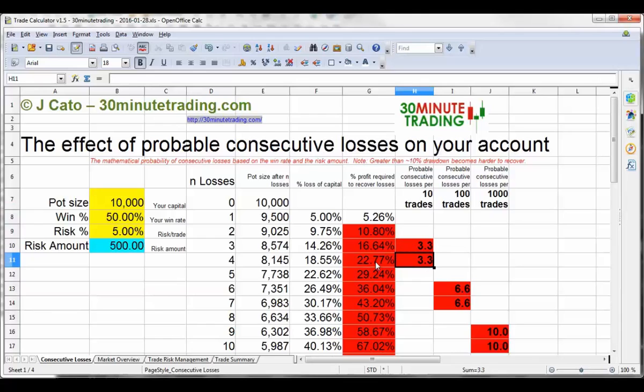And that means that I need to recover 22.77% or 16.64% to get back to break even. Now, this is a massive challenge. Most traders can't do that very easily. Also, it's an emotional challenge.